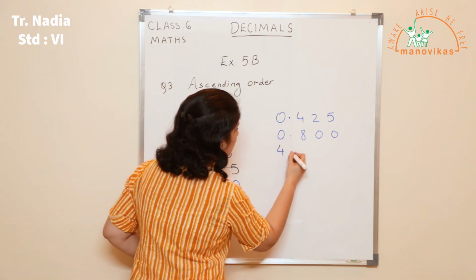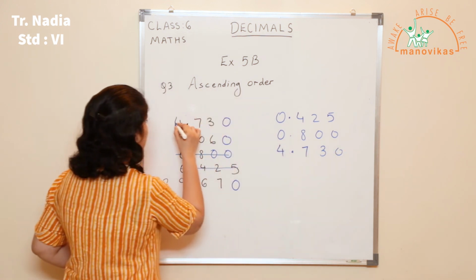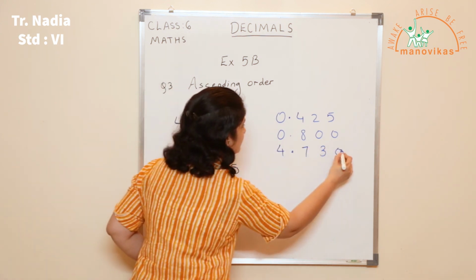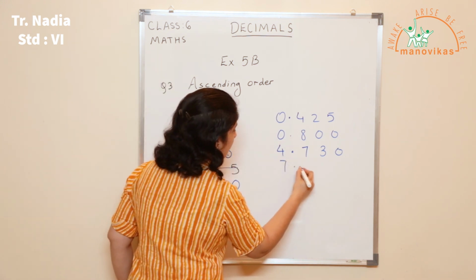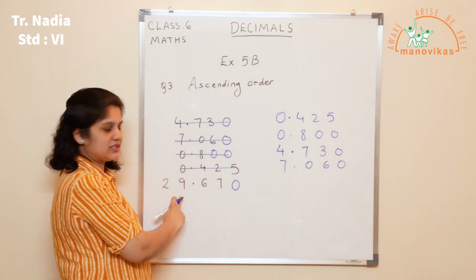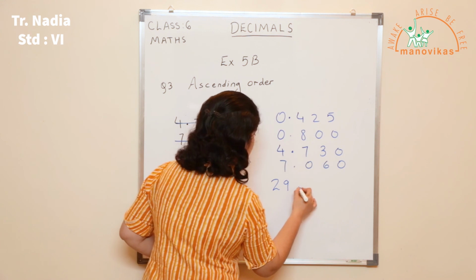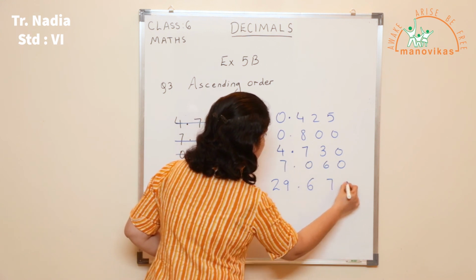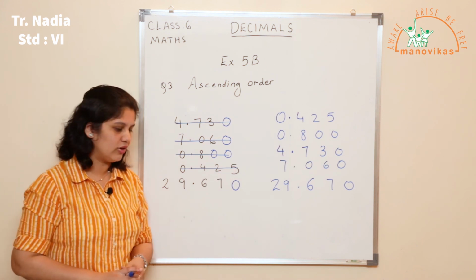So 4 in the whole number part, 0.730. So this is done. Next is 7. So 7 here, 0.060. And finally, the biggest one is whole number 29. So 29.670. So neatly I have arranged them in ascending order.